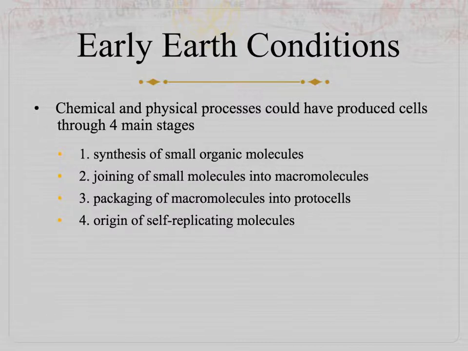So this is what they thought happened. It was basically a 4-stage process that our Earth had to go through in order to produce cells, and those first prokaryotic cells about 3.5 billion years ago. So the first part of the process was that we had to have small organic molecules like CO2 and H2O, and well, H2O is not organic, but everything with carbon in it, CH4. And we had these small organic molecules.